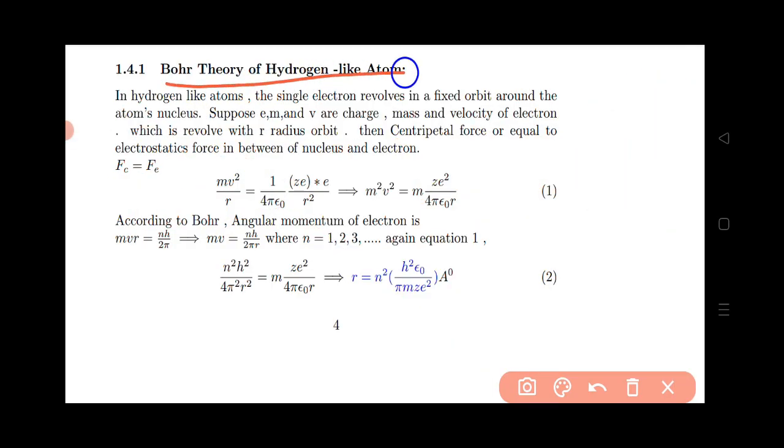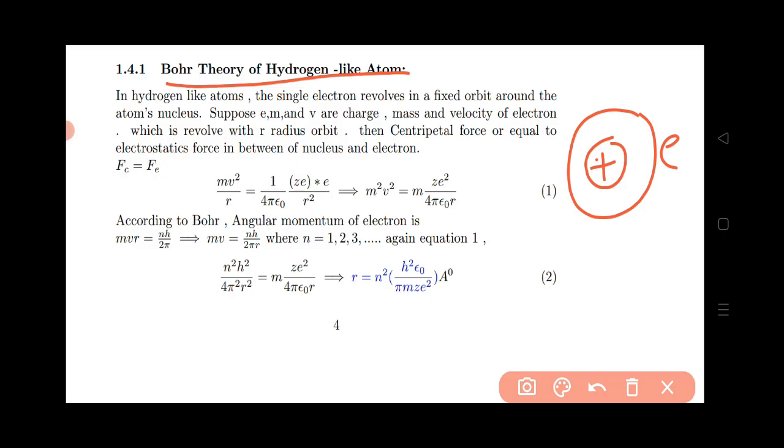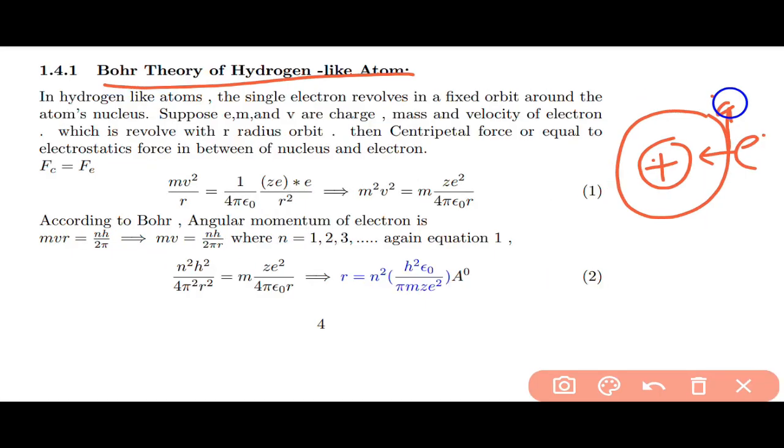Bohr theory of hydrogen-like atom. This is the nucleus and electrons revolve in this orbit. When electrons revolve, two forces act. One is called centripetal force and the other is called electrostatic force. These forces are equal. It means centripetal force is equal to the electrostatic force between nucleus and electrons.